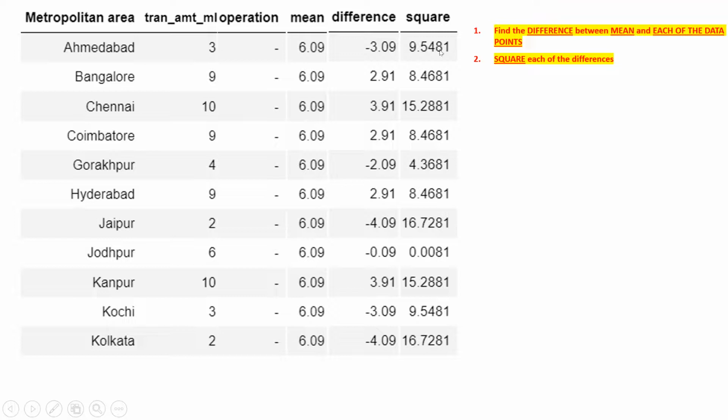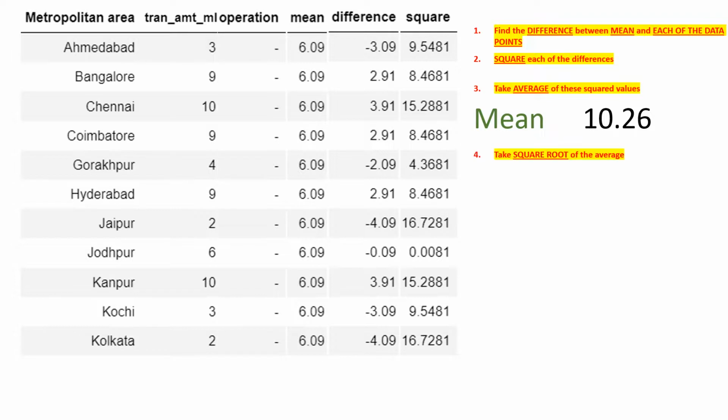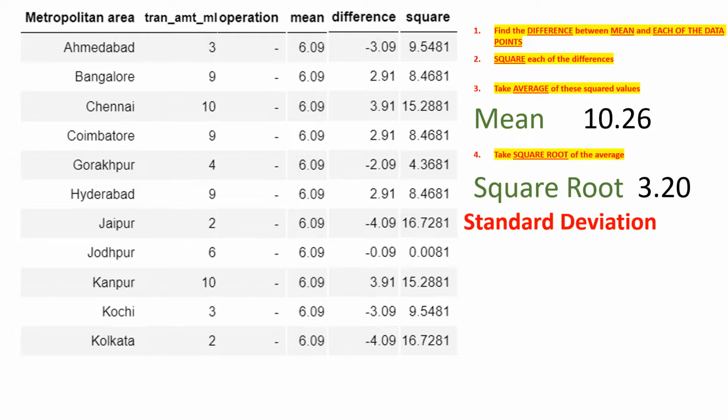Now what you're gonna do is take the average of these squared differences. So that's the third step. If you take the average of these squared differences, that's gonna be 10.26. Now the next step is to take the square root of this mean, which is 3.20, and that's called the standard deviation. So you can say the standard deviation is 3.20.